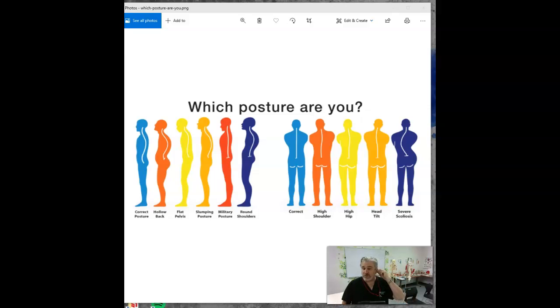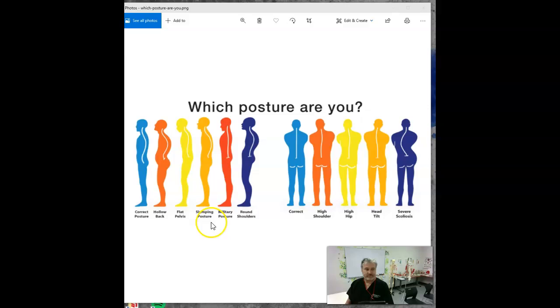So in your postural analysis, we'll ask you to take a picture of a family member or yourself or something, so that you can do this off a real live person. But when we see that person, we need to label their posture, and we don't actually use terms like hollow back, flat pelvis, slumping posture, military posture. You might hear me use those things, but we don't use them with clients.